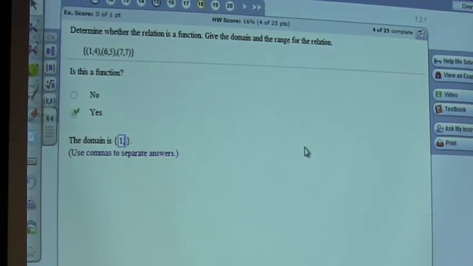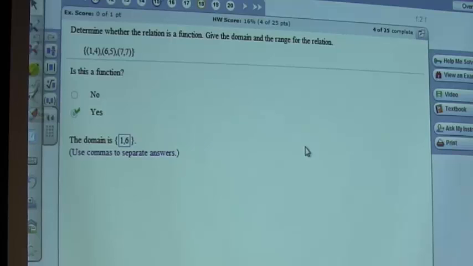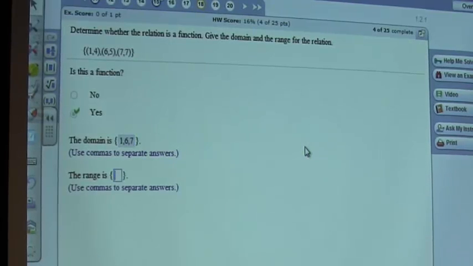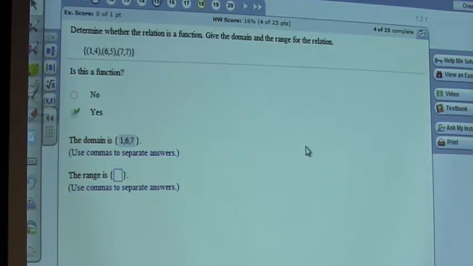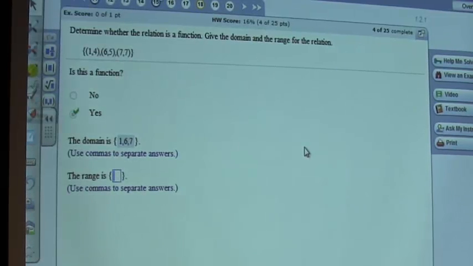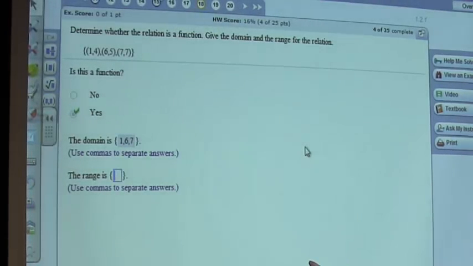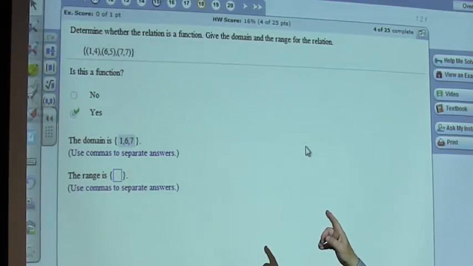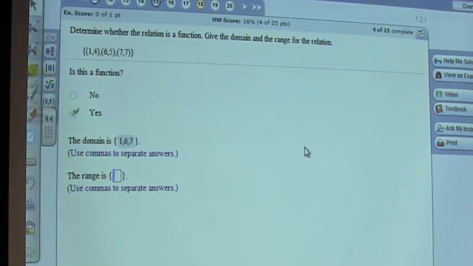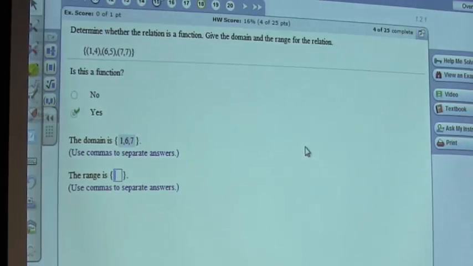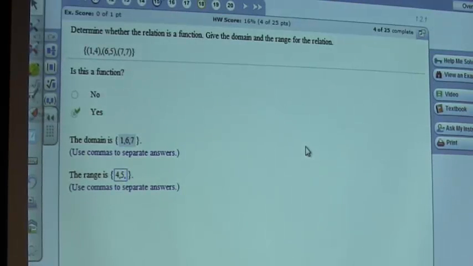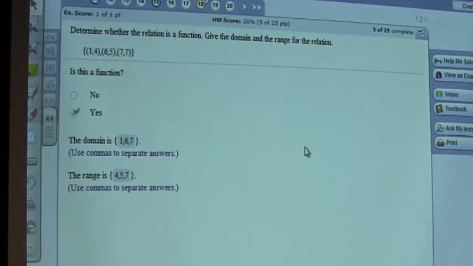1, 6, 7. And what about the range? Well, the range are all the values that y would end up assuming after you had defined the x's. So the y values are going to be 4, 5, and 7, the second numbers in each pair. Okay, let's save that.